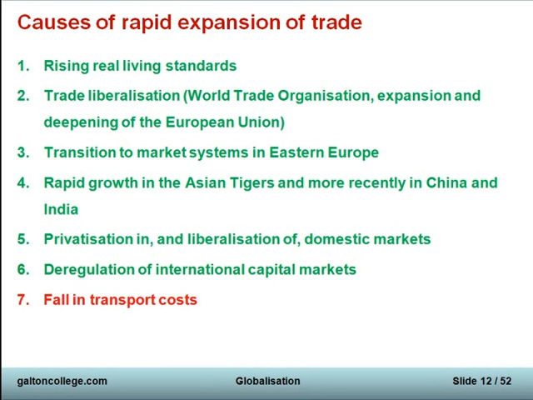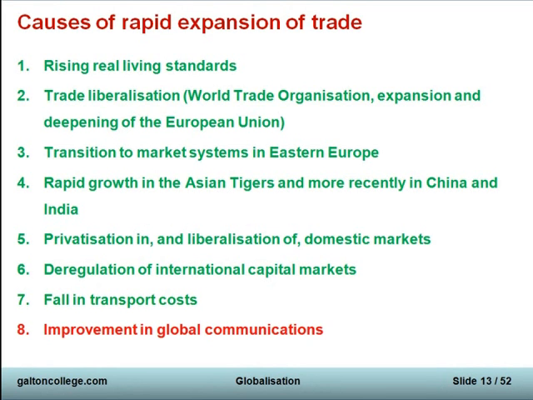Transport has become cheaper as well, which has caused an expansion of trade. Bigger and more efficient ships, the use of containers, and ports have been improved, and technology within ports, logistical systems. Countries have built roads to serve the ports. It's easier. So transport has become cheaper to move goods around, and that has also encouraged trade.